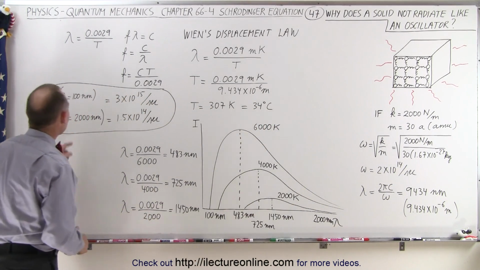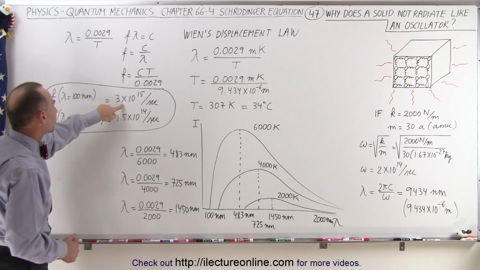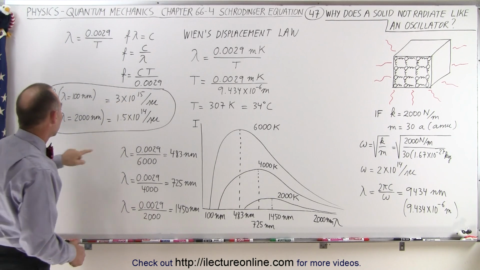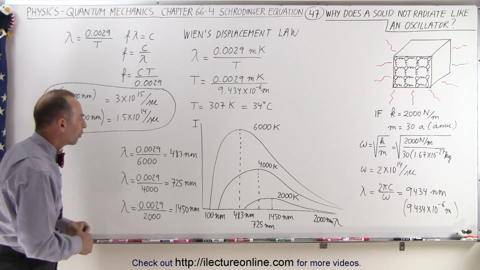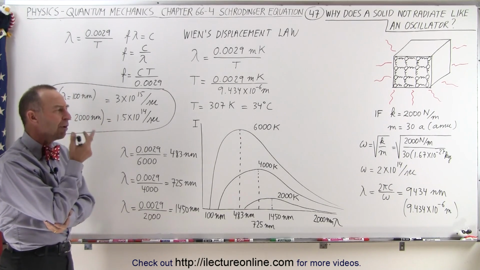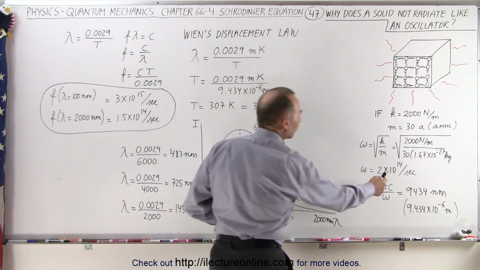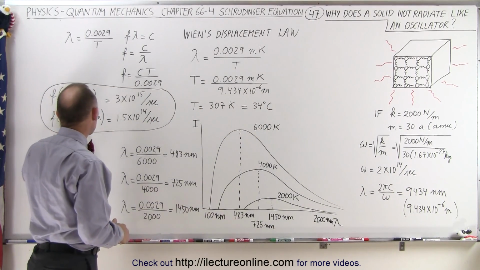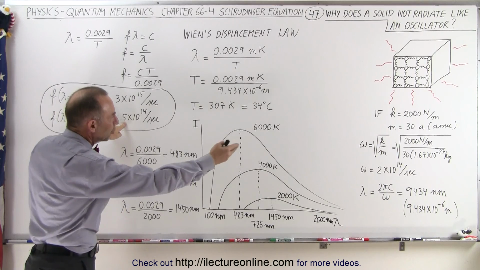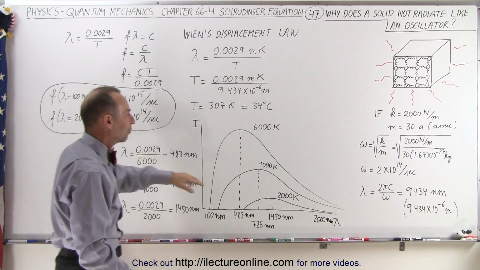When we take a look at that, at 100 nanometers, the frequency is 3 times 10 to the 15th per second, and at 2000 nanometers, the frequency is 1.5 times 10 to the 14th per second. So, very different from the frequencies that we see over here. At the lower wavelengths, they're kind of similar, 2 times 10 to the 14, that's of course omega.